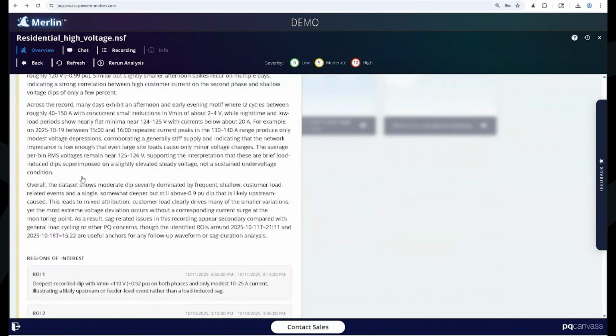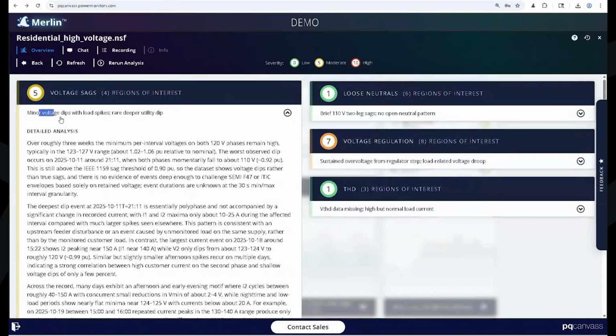Yeah, here, for example, like Vinny said, it's kind of a mixed bag here. There are voltage sags that are caused by the load, by the customer, along with utility-caused deeper sag, which is probably an upstream fault. So this is the one-line summary, and based on the size and frequency of both of those, that gives it a 5 in severity, moderate.